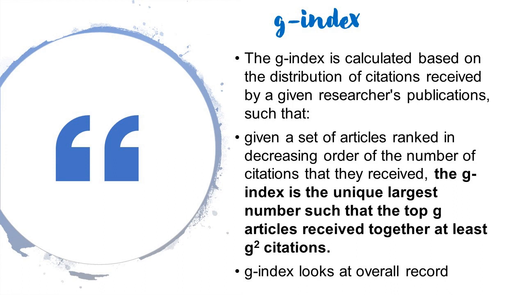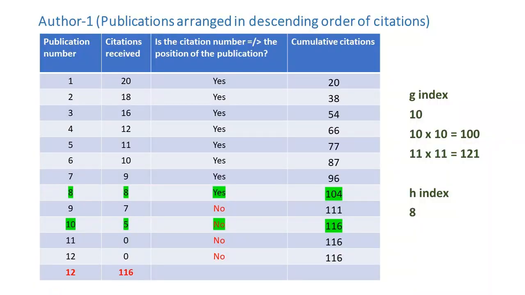I'll be explaining this. Always these definitions are difficult to understand. So we won't bother about the definition. We will know how to calculate a G index. So G index looks at the overall record. When I explain the examples, you will understand the difference between H index and G index. So this is where we are going to calculate G index.